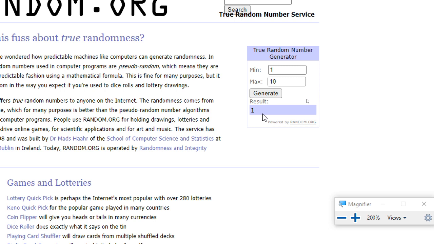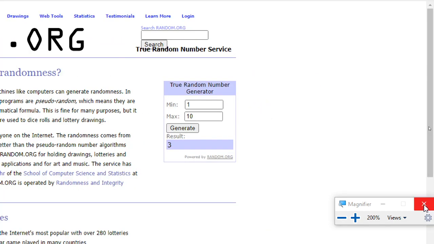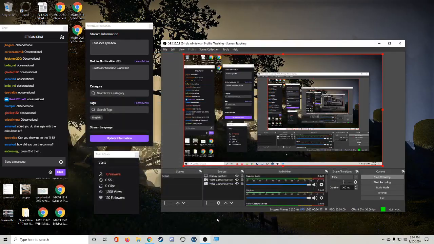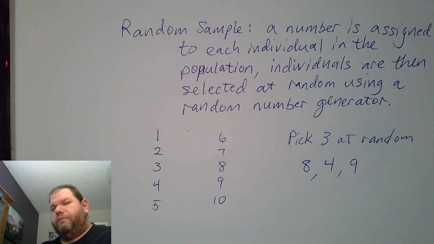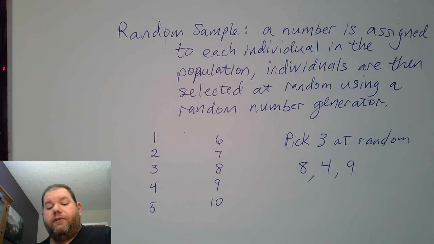And the first one it gave us is 1. Press generate again, 4, and so on. And we keep repeating until we get however many we need. So there are sites online that have this functionality that we can utilize. So there's a lot of different ways to use a random number generator. Okay, so you have some different options that you want to use.